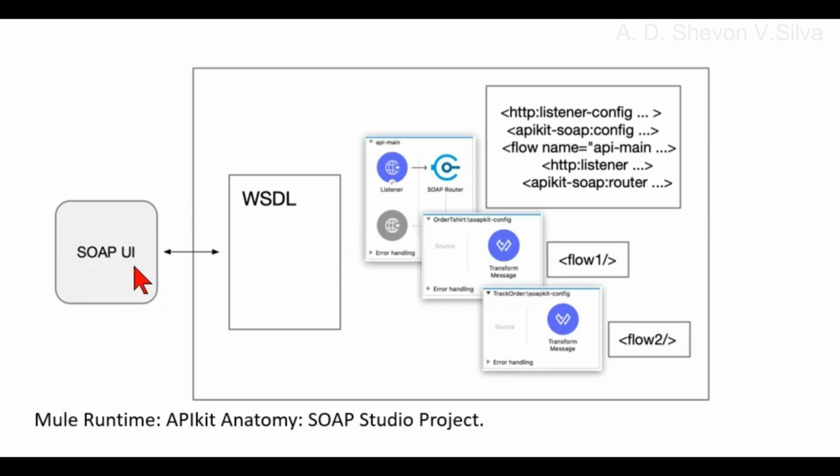Here you can see SoapUI interacts with the WSDL, and here is the main flow. Here the main flow, and here the listener and the router. Here flow 1, flow 2.